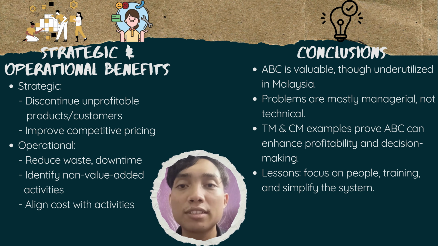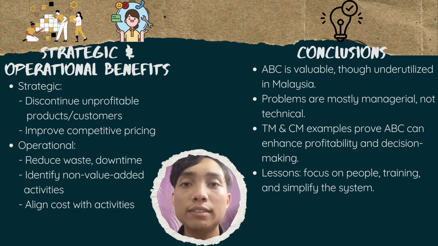Number seven is strategic and operational benefits. ABC provides both strategic and operational advantages. Strategically, it enables companies to identify and discontinue unprofitable products or customers and to improve their competitive pricing strategies. Operationally, it helps reduce waste and downtime, highlight non-value-added activities, and ensure that costs are more accurately aligned with the actual activities driving them.